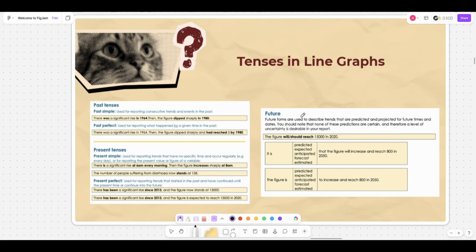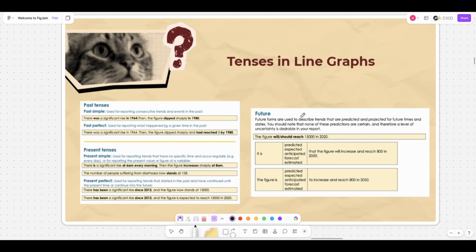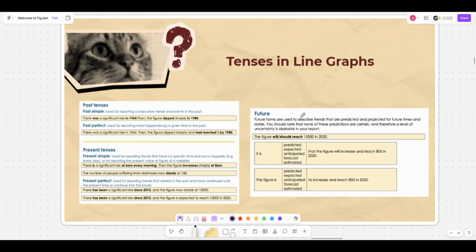Let's talk about tenses, because this is where a lot of students lose marks. The tense you use depends on the time frame shown in the graph. If the graph shows past data, like our 1992 example, use the past simple for events in sequence. Use the past perfect when referring to what had happened by a certain point. The figure had reached 5 by 1980. If the graph shows recurring or general trends, use the present simple.